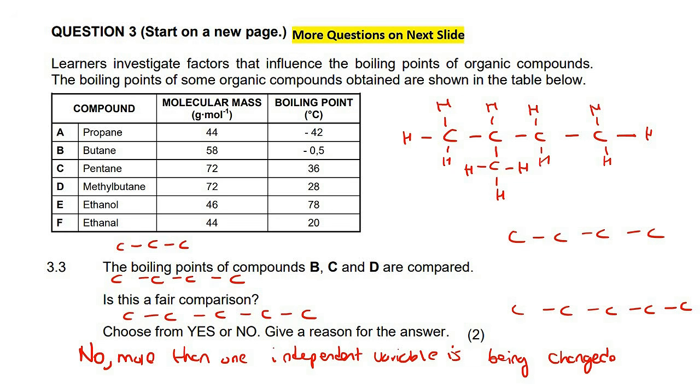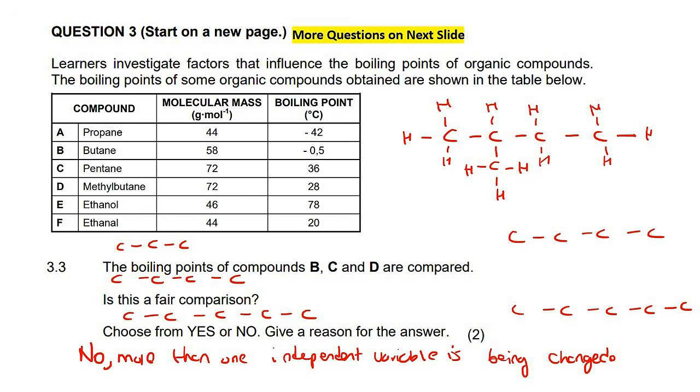Okay, so when they compared the propane, butane, and pentane, they were just increasing. They were changing 1 variable, the length. Which is also like changing the mass. It's the same kind of thing.